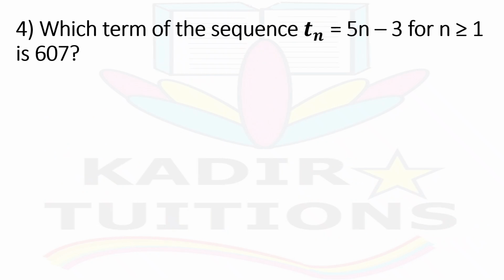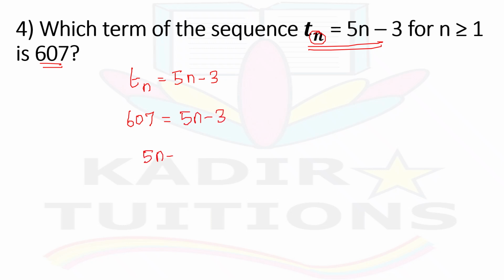We'll see the next question. Which term of the sequence Tn equal to 5n minus 3 for n greater than or equal to 1 is 607? What they are asking is, the 607 can belong to which term of the given sequence? It may be T10 or it may be T20, like that we have to find. It means we are going to find the value of n, that's it. So first we'll write the sequence Tn equal to 5n minus 3. Over here, the value given is 607, so I have written that. And we'll check whether we are getting the n value to be a whole number.